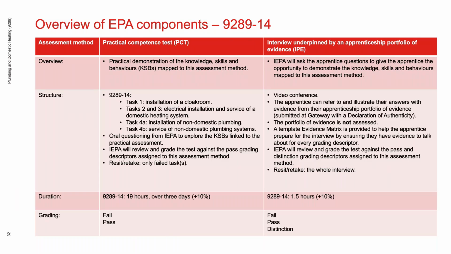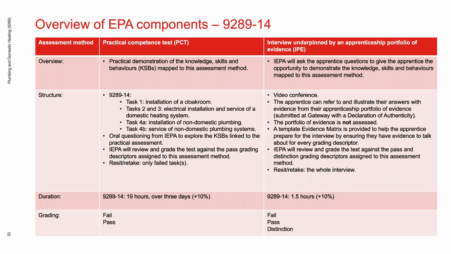Again, resit or retake. So this is important. You will only resit the part of the task that's failed. So you won't have to resit the whole practical competence test again. It'll just be that one component task that you've failed. The 928-914 is 19 hours in total. So the 7 hours for the task 1, 2, and 3, and then the 12 hours for the tasks 4A and 4B, with a pass or fail grading.